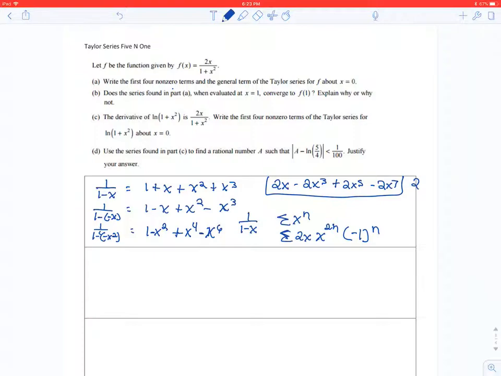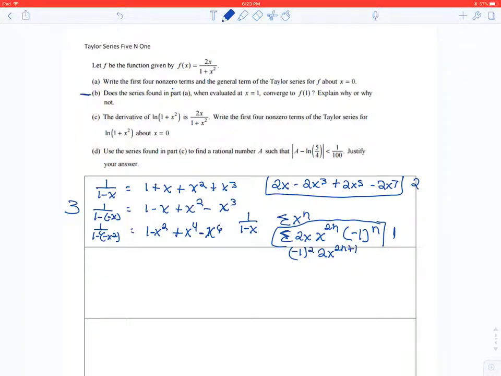Now, there are a couple of different ways you can write that. You can clean that up a little bit. You can write it as negative 1 to the nth times 2x to the 2n plus 1. But if you did this, you got full credit, and that was worth 1 point. So this entire thing was worth 3 points. I think those first 3 points were very doable.